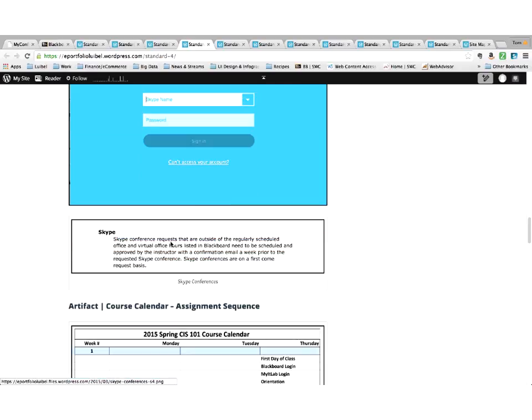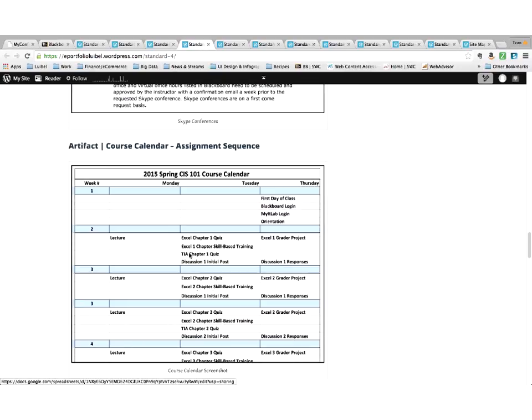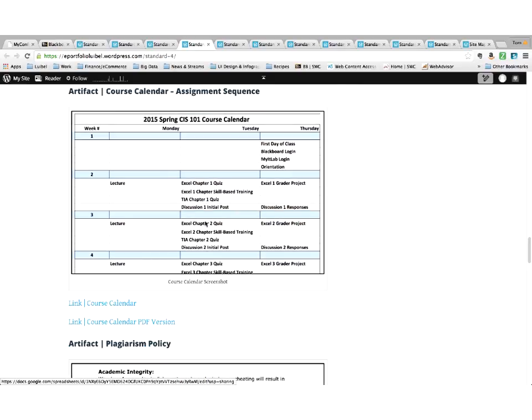Here's Skype, my Skype protocol. And then I have a course calendar. They can look at how the course is going to flow, like a Monday, Tuesday, Thursday flow with the assignments due on Tuesdays and Thursdays.